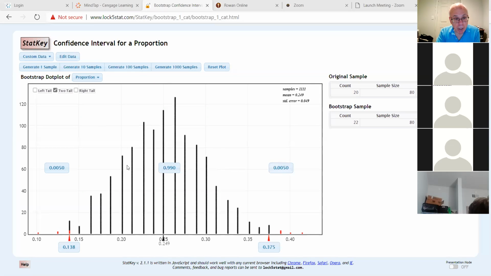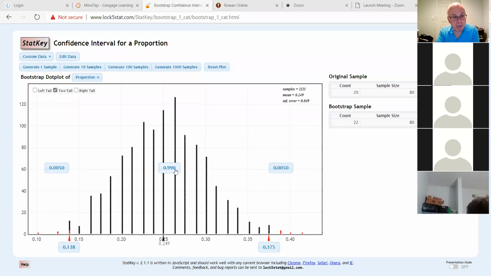Now, what do these numbers represent here? These numbers represent half of the difference between 1 and the confidence level. So 1 minus 0.99 is 0.01. Half of that is 0.005 on the left, and the red dots represent 0.005 times 1111 samples. So that's the number of samples in red here. The same thing on the right. You add these three numbers together, you get 1, which means 100%.